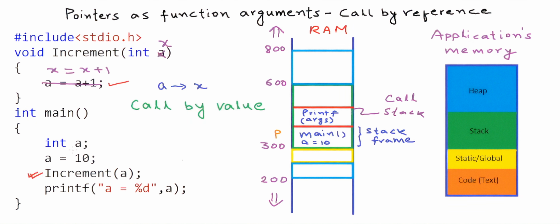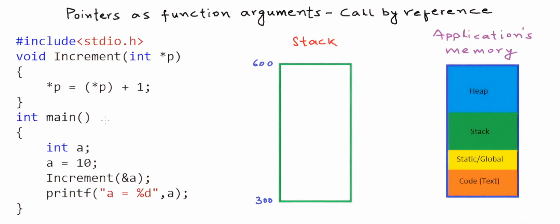Albert wanted to use this variable a, which is local to the main method, inside the increment function. Can we really do so? Well, yes, we can do so if we use pointers as function arguments. Let us now look at this code, and I'm drawing only the stack here so that I'm able to show the simulation of program execution neatly.